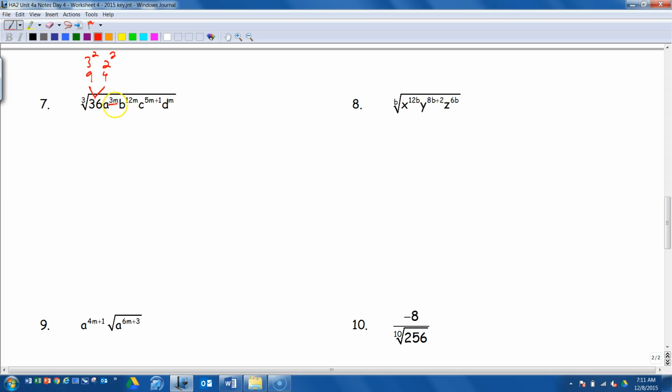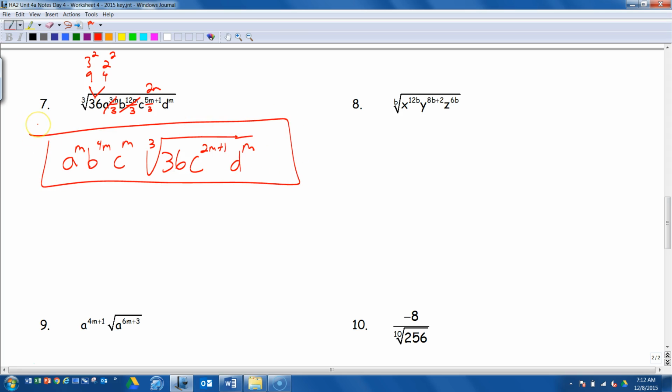So I'm going to just start dividing. That divides by 3, and you're left with a to the m on the outside. Divide this by 3, you're left with b to the 4m. Divide this by 3, you're left with c to the m. That doesn't divide, that doesn't divide. Then we have the third root of 36 did not come out. The a and the b fully came out. C, we are left with 2m plus 1. And we are left with d to the m under the third root.